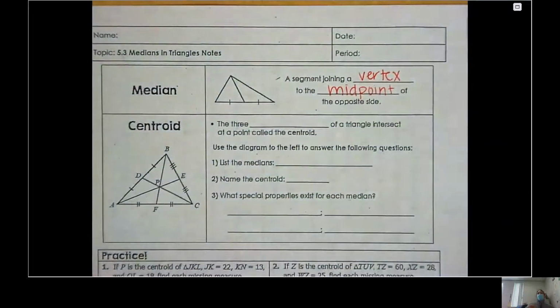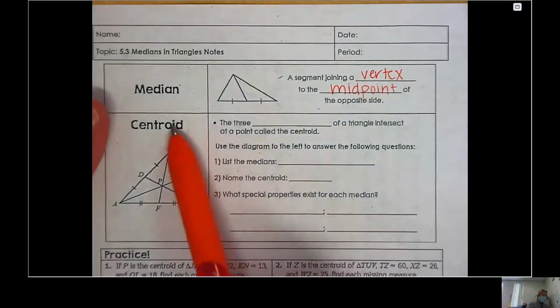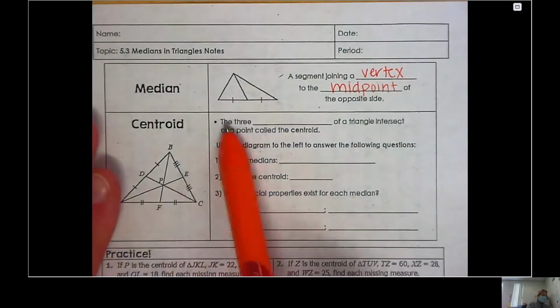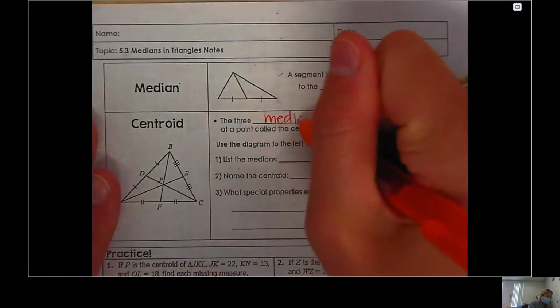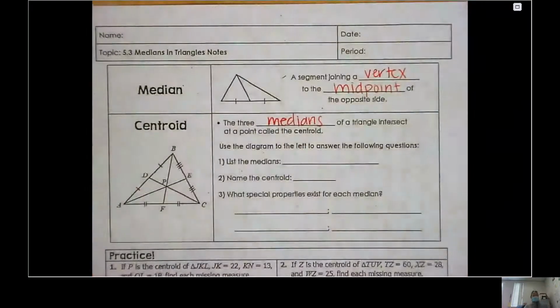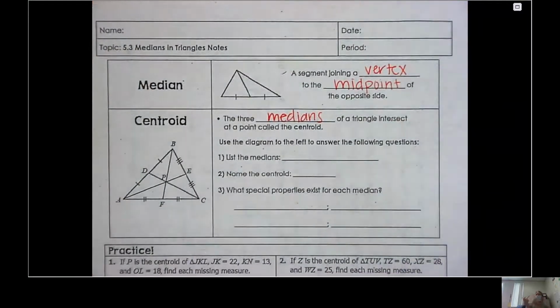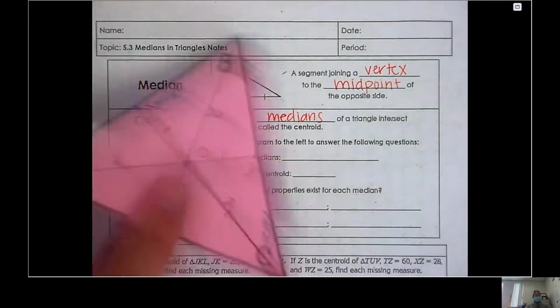If I'm going to the middle, what does that mean about the two pieces that would then be left over? They're equal. They'd be exactly the same. Good. All right. Now, a centroid is the point where all three of the medians intersect. And so we talked about that yesterday. If we looked at our pictures of our triangles, the median was that point where all three of those lines crossed over each other, intersected, right?